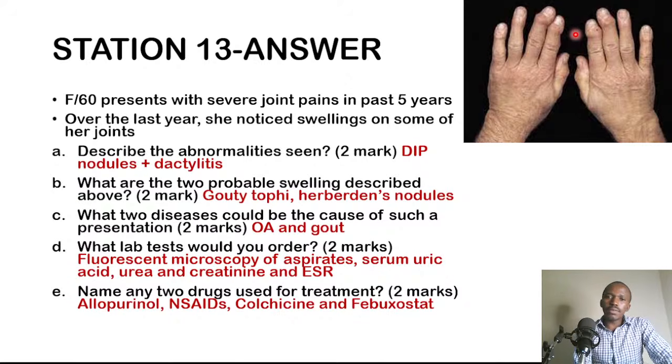So for the two drugs, we can give allopurinol, which is used in gout. We can give NSAIDs, which are used in osteoarthritis and gout. We can use colchicine, which is used in gout. We can use febuxostat, which is also used in gout.